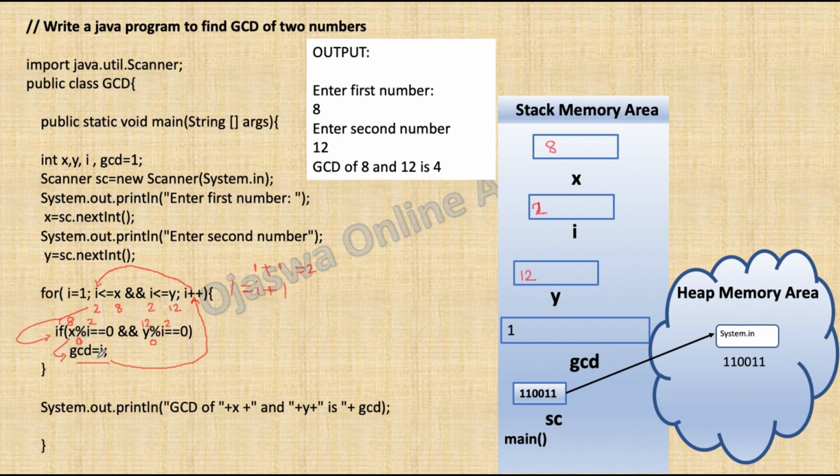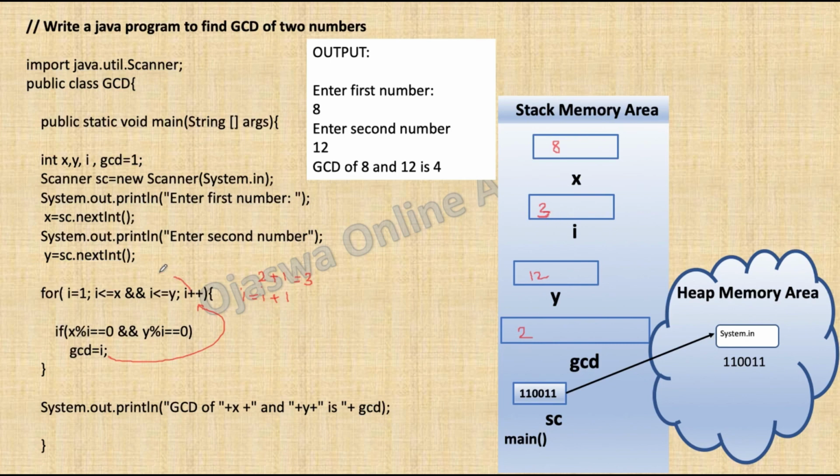And this statement GCD equal to i is executed. Now the value of i is 2. Hence the updated value of variable GCD is 2. Now inside the memory, 1 will be replaced with 2. This is the updated value of variable GCD. Now after this statement is executed, again control of the program will go to the increment statement. i plus plus, that is i equal to i plus 1. Value of i is 2 plus 1, which is equal to 3. So now the updated value of i is 3. So inside the memory, 2 is replaced with 3.